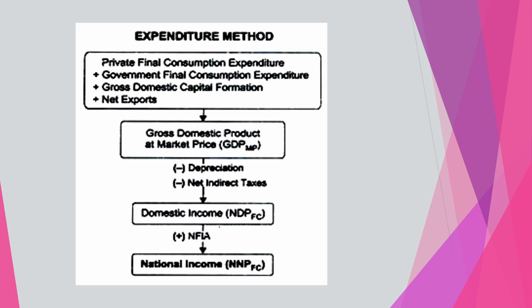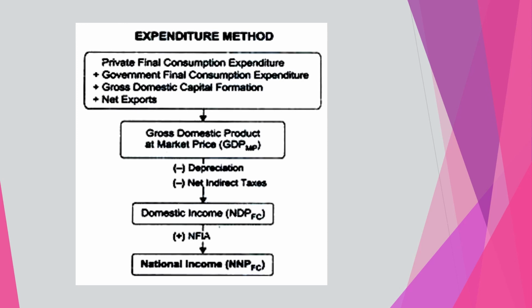Now, from the expenditure method, we are able to calculate GDP at MP. I have uploaded a picture by which you are able to do the questions. You are able to solve the questions in which we first add private final consumption expenditure plus government final consumption expenditure plus gross domestic capital formation plus net export. C plus G plus I plus X minus M, by which we are able to calculate gross domestic product at market price, GDP at MP.